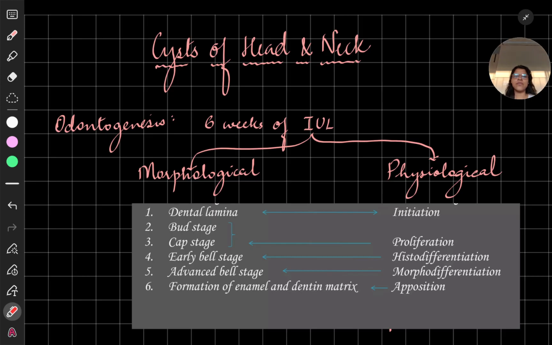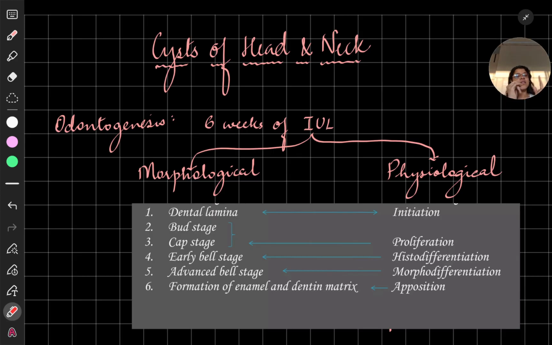It starts at the 6 weeks of intrauterine life. So as we have learned in first year, there are morphological and physiological changes. Morphological is the dental lamina, which will form the bud stage, the cap stage, the early bell stage, and then the advanced bell stage, and there will be formation of enamel and dentin.